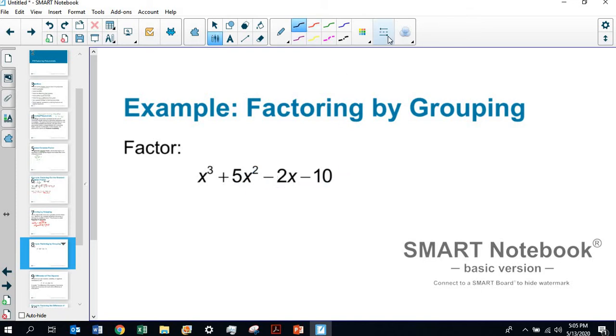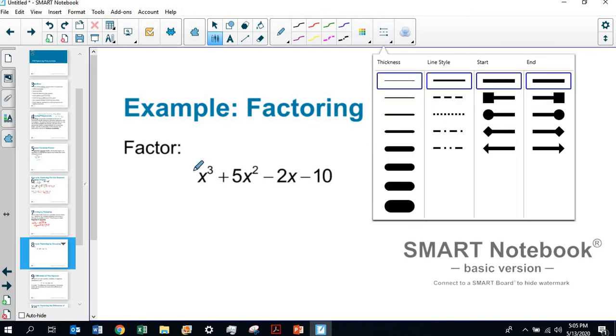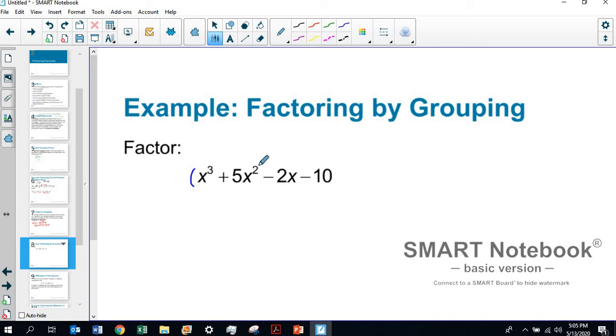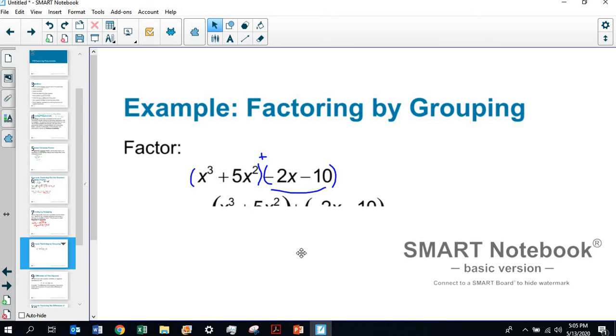All right, so what we're going to do is group the first 2 together and the last 2 together, but I need a plus in between. I need to keep these guys added together. So if you take a look here, we've grouped the x cubed plus 5x squared, and then we put a plus in between, and we group the negative 2x and the minus 10.